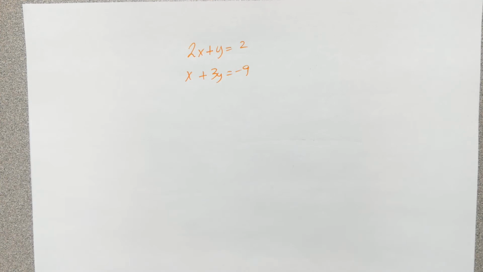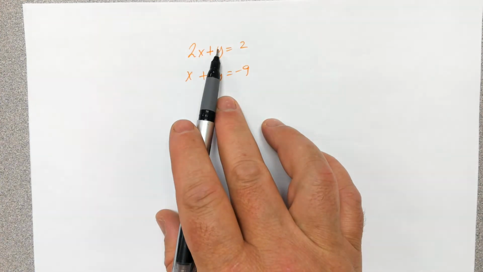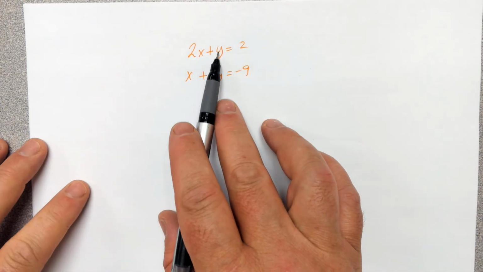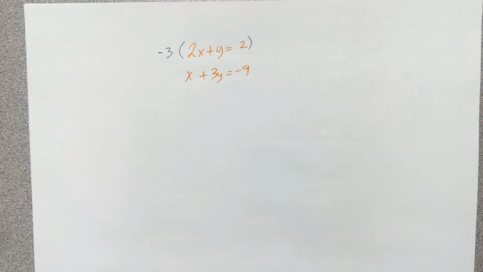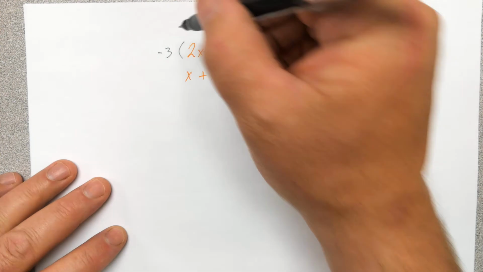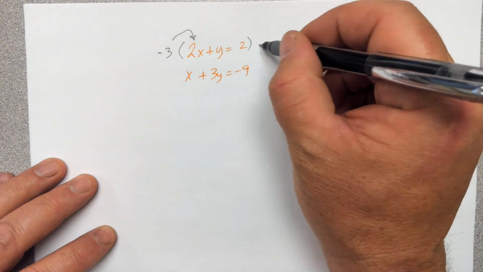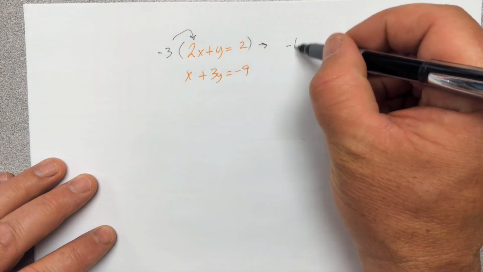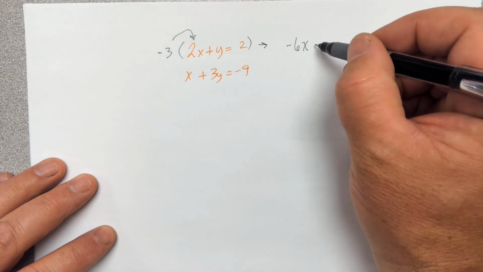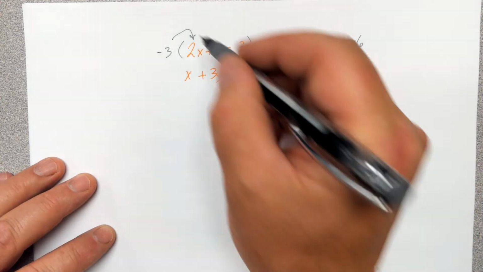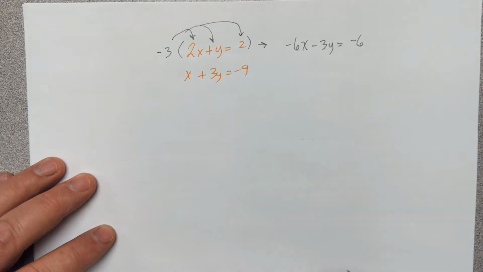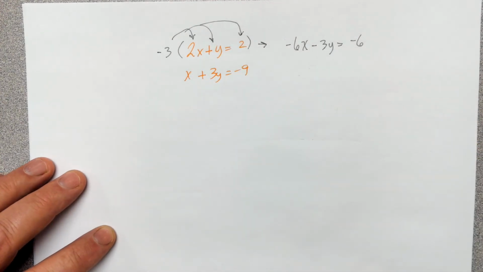Okay, so let's get rid of the y. To get rid of the y, this has to be negative 3, right? The way we make that a negative 3 is we multiply the entire equation by negative 3. The whole thing. So that's going to give us negative 6x minus 3y, and then don't forget this side. Everybody always forgets the other side of the equal sign: negative 6.